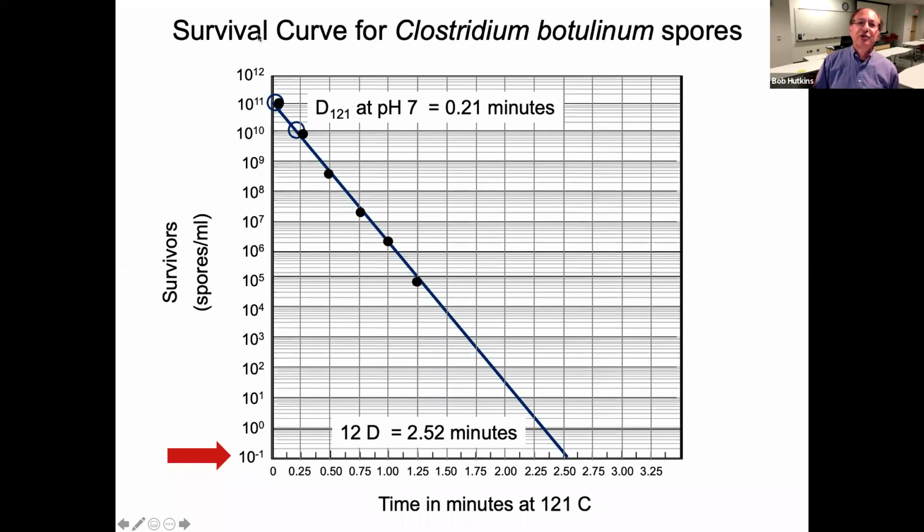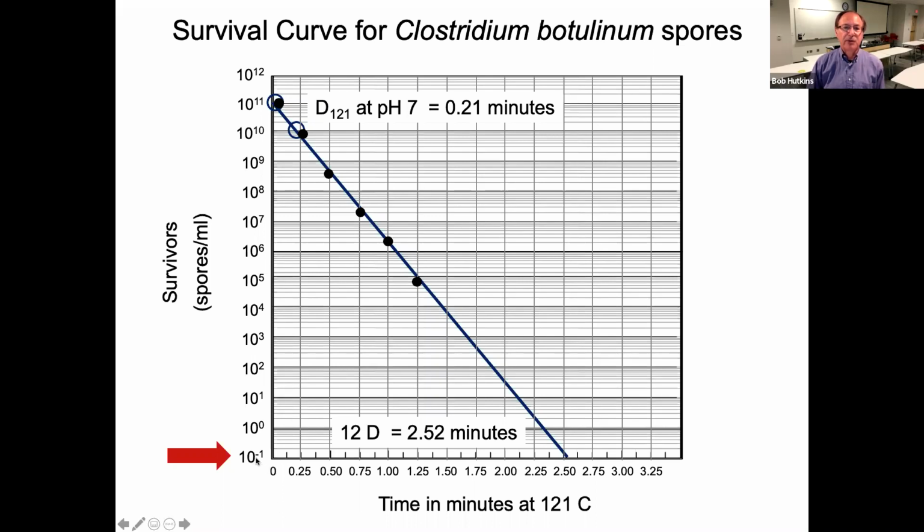That's how many. So this would be a survival curve for CBOT spores that you did experimentally. 10 to the 11th. The D, I said, is 0.21 minutes. So that's right here, 0.21 minutes. And at the end of 12D, 2.52 minutes right down here, you would have 10 to the minus 1 spores per mil. But we already said 10 to the minus 1 is the equivalent of 1/10 of a cell per mil, but it's also the equivalent of 1 cell per 10 mils, right? Or even 10 cells per 100 mils.